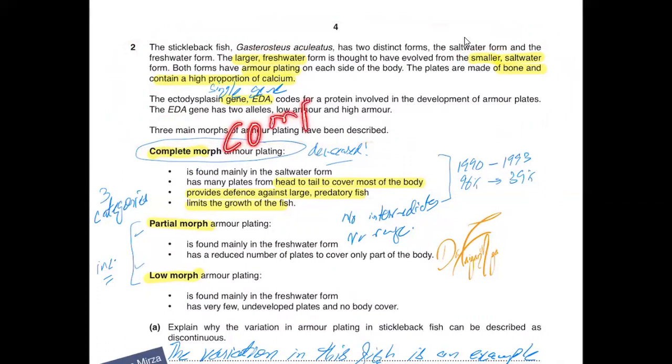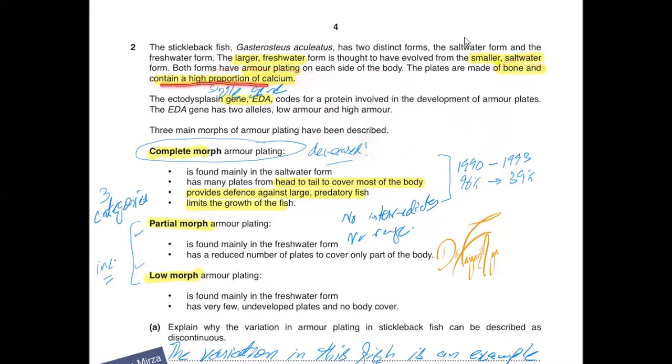The questions deal with how you actually handle the comprehension skills. So your comprehension skills must be very relevant and you should be able to recall what you already know, and you should be able to apply it to what's basically shown to you in the case study in this question or in whichever question they basically put forward to you. Now, the question continues. Both forms of these fish have armor plating on each side of the body. The plates are made up of bone and contain a high proportion of calcium.